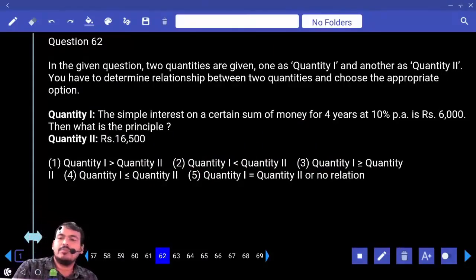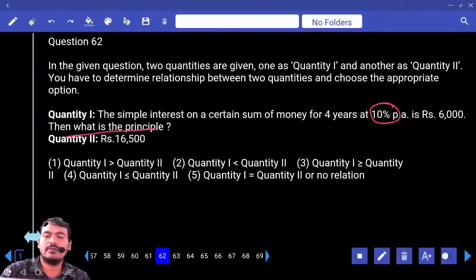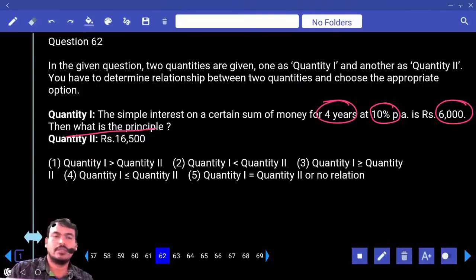Next, comparison of quantities. Quantity 1: The simple interest on a certain sum of money for 4 years at 10% per annum is given how much? 6,000. We required which one? Principal value or not? What is the per annum rate? 10%. 4 years, how much interest? 40%. But in place of 40%, how much value is given? 6,000. 40% is 6,000, means 10% is 1,500.